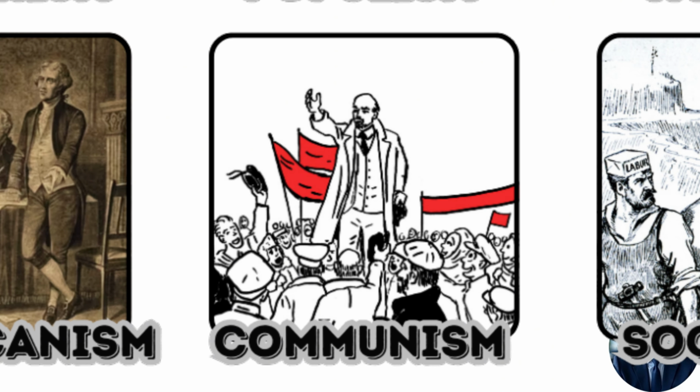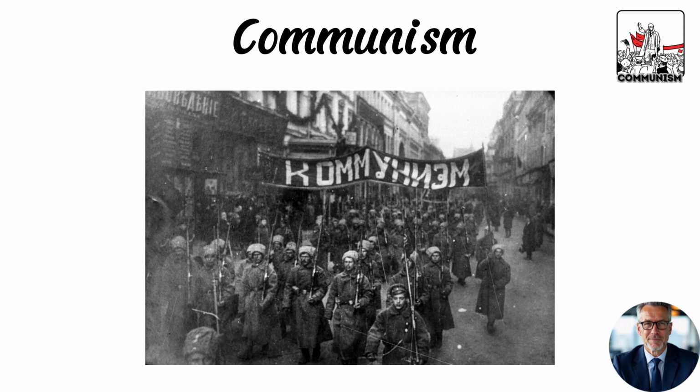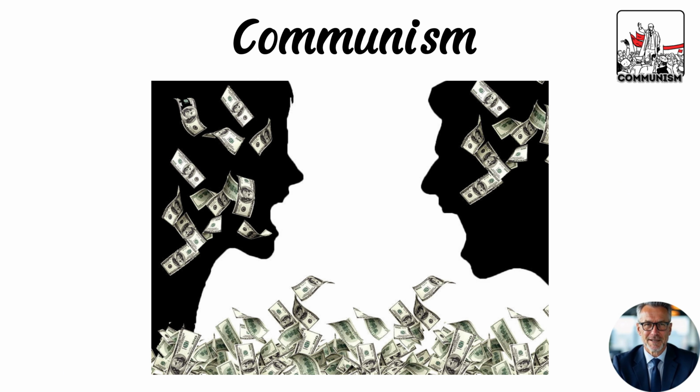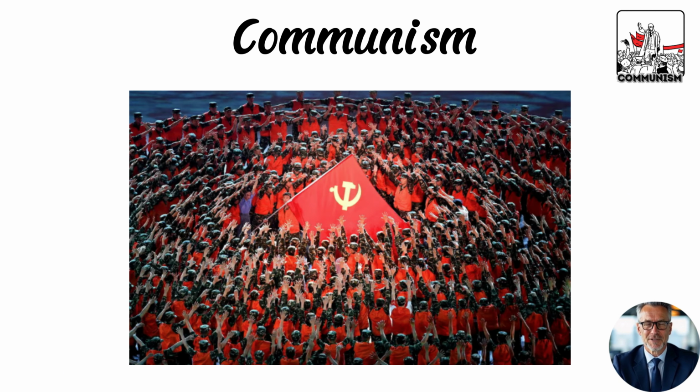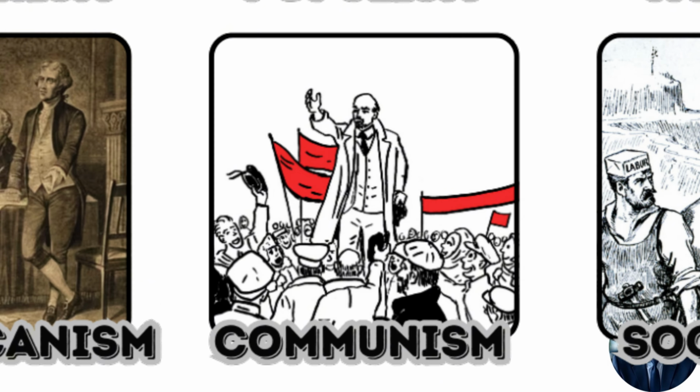Communism, classless society or oppression. Karl Marx and Friedrich Engels envisioned communism as a classless, stateless society where wealth is shared. Attempts to implement it in the USSR, China, and Cuba led to authoritarian rule and economic struggles. While China still claims to be communist, it has adopted capitalist practices. Modern examples of communist states include North Korea and Cuba.